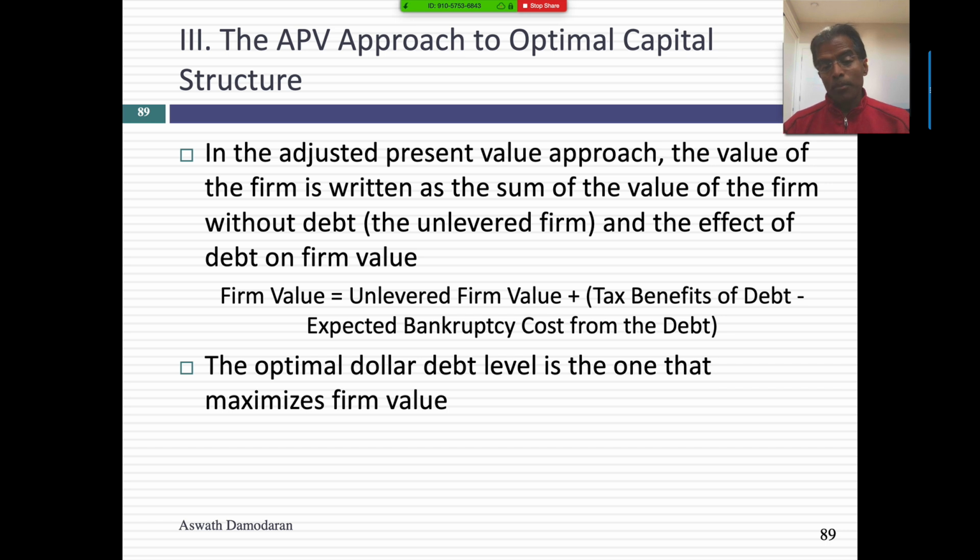But let's look at what the APV approach does. Instead of trying to minimize the cost of capital, here's what I do. I take a dollar debt that you have, and I first compute what the value of your company would be if you had no debt. That's called the unlevered firm value. Then I take the dollar debt that you're planning to borrow and I compute the tax benefits on that debt. Remember, interest is tax deductible and I can compute the dollar tax benefits. Then I also compute the expected bankruptcy costs I create for myself from that debt. My levered firm value will be my unlevered firm value plus the tax benefits of debt minus the expected bankruptcy costs. I compute my levered firm value at every dollar debt level and I pick the one that maximizes my firm value. So I'm trying to do the same thing I did with the cost of capital approach. I'm just taking a different tack.